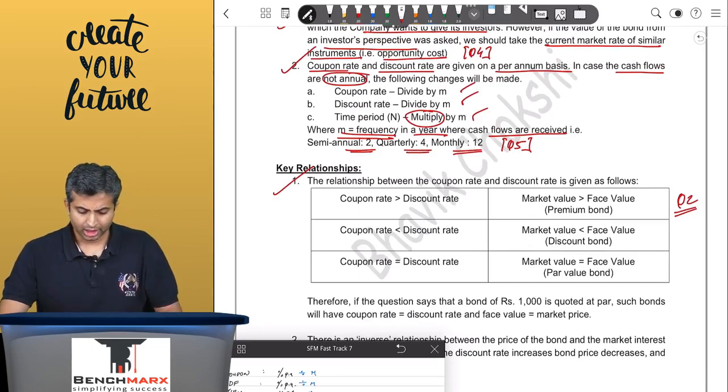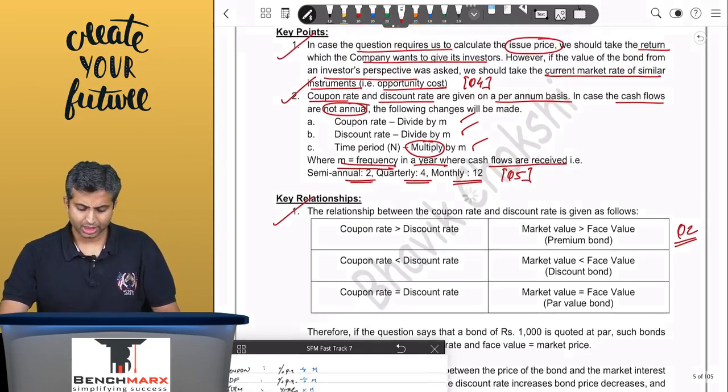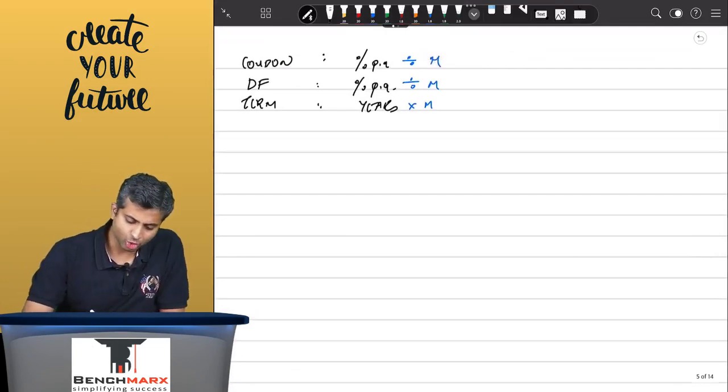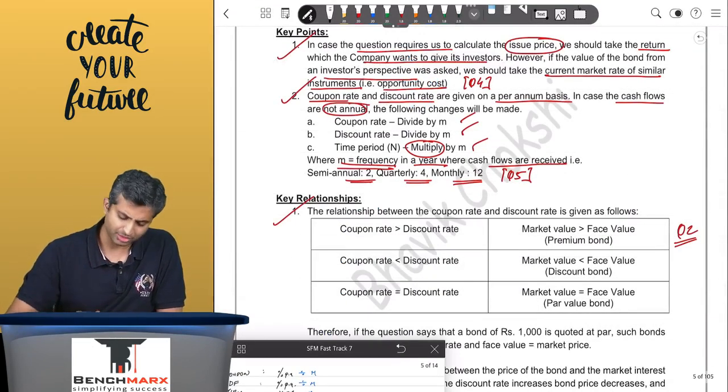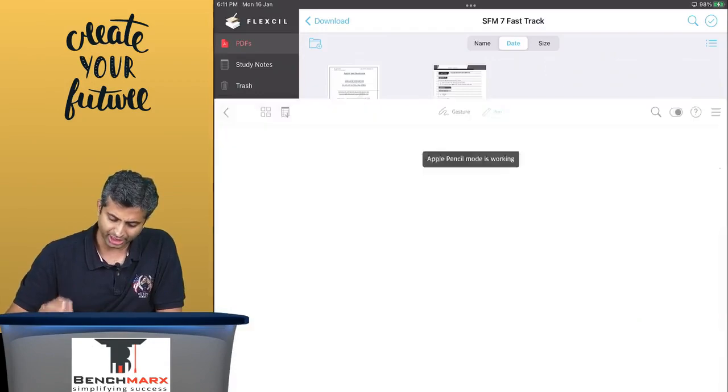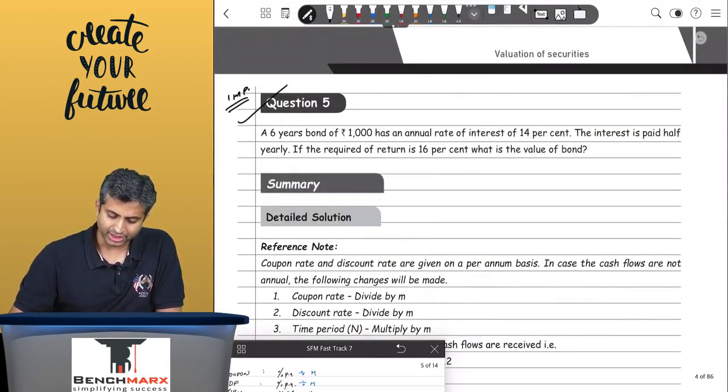Let us go further. There is one more key relationship which is remaining, which we will do at the appropriate time. Right now, let us get some understanding.